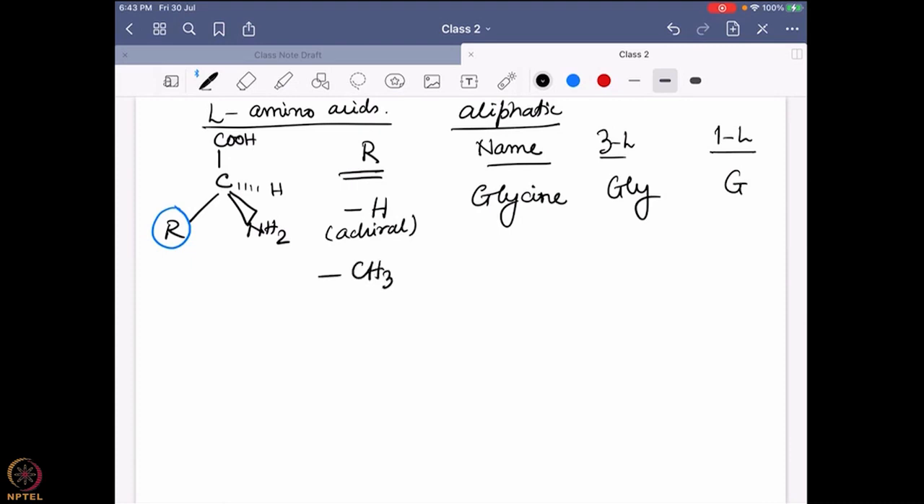The second one is the next one you can think about. Put a methyl group over there in the place of R. The rest of them are the same. This is known as alanine. Three-letter code ALA, one-letter code A.